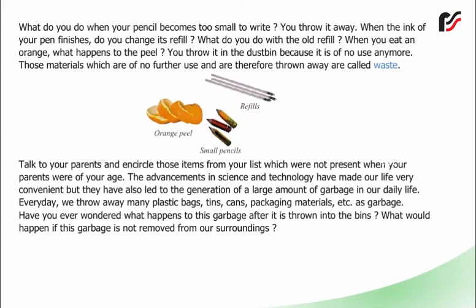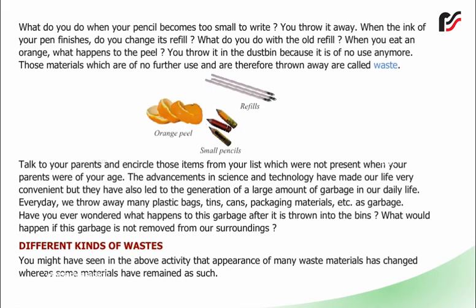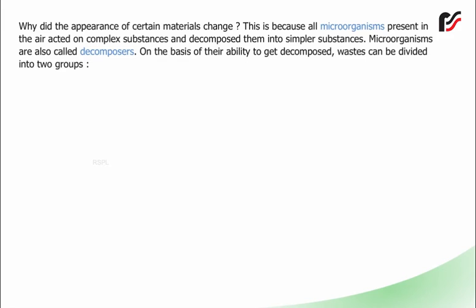Have you ever wondered what happens to this garbage after it is thrown into the bins? What would happen if this garbage is not removed from our surroundings? Different kinds of wastes. You might have seen in the above activity that the appearance of many waste materials has changed, whereas some materials have remained as such. Why did the appearance of certain materials change?